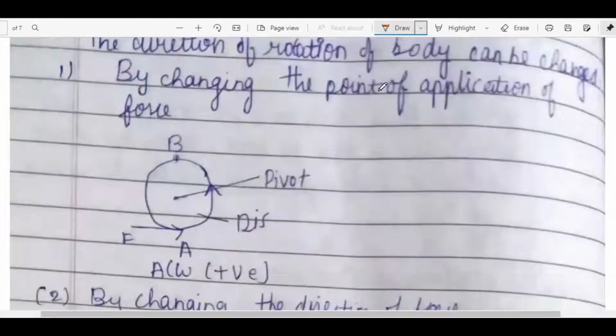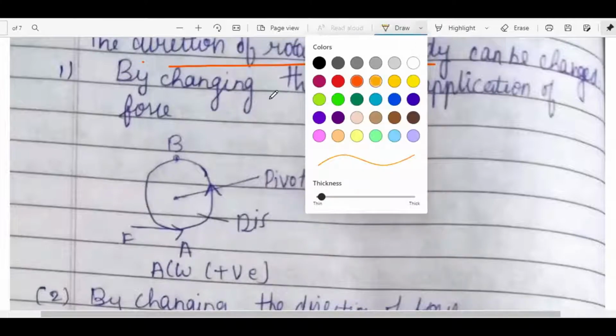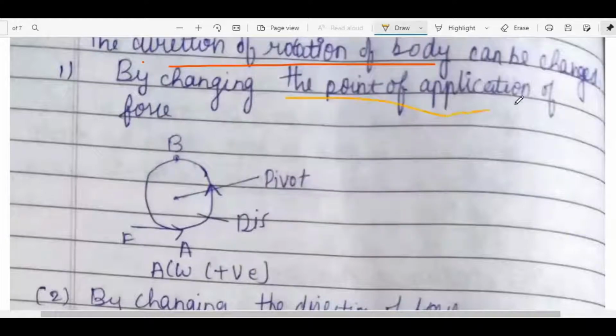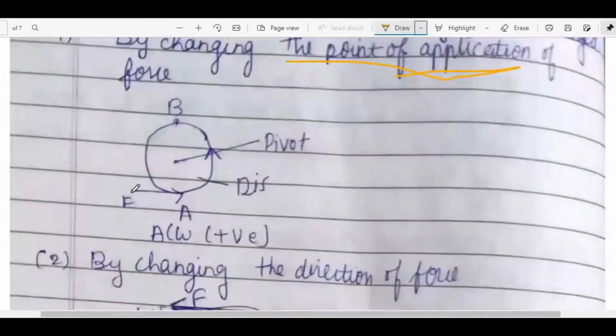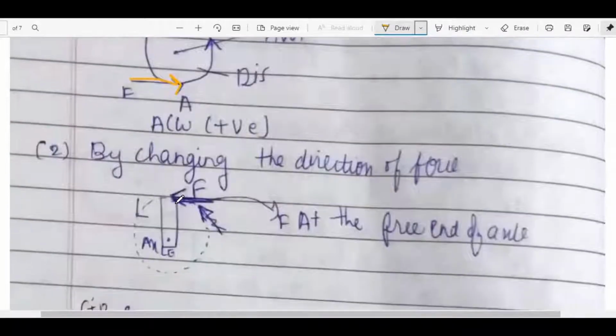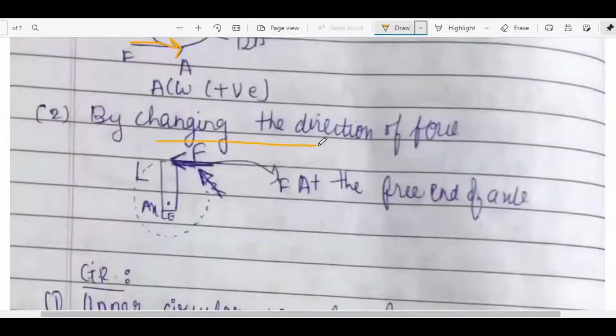Next, the direction of rotation of a body can be changed by changing the point of application of force. For example, you are applying this force at a suitable point. And in this case, you are changing the direction of the force applied. So therefore, you are applying it here, which is at the free end of the axle.